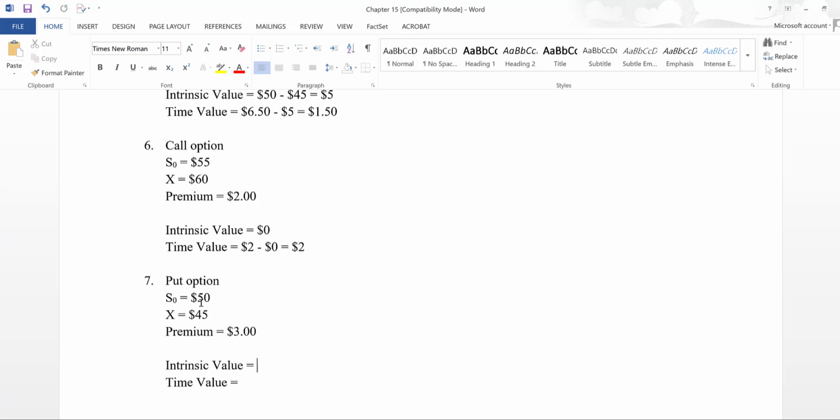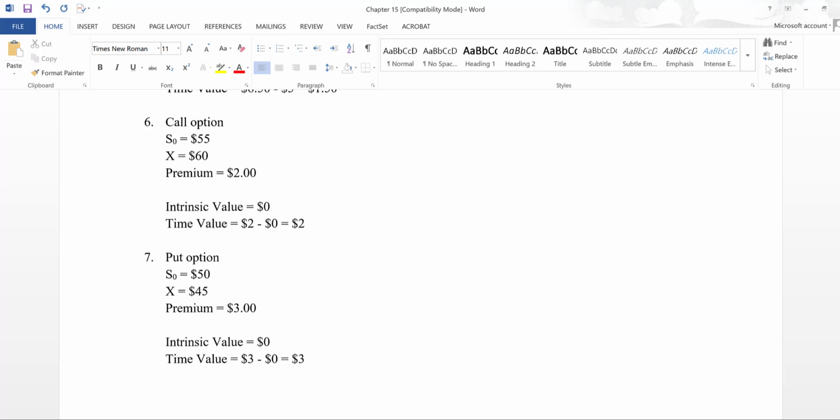For a put option, if the stock price is greater than the exercise price, the option is out of the money, right? So you have an out of the money option. Again, as soon as you figure out that the option is out of the money, the intrinsic value is 0, and as before, your time value in this case is $3. The entire premium is the time value.